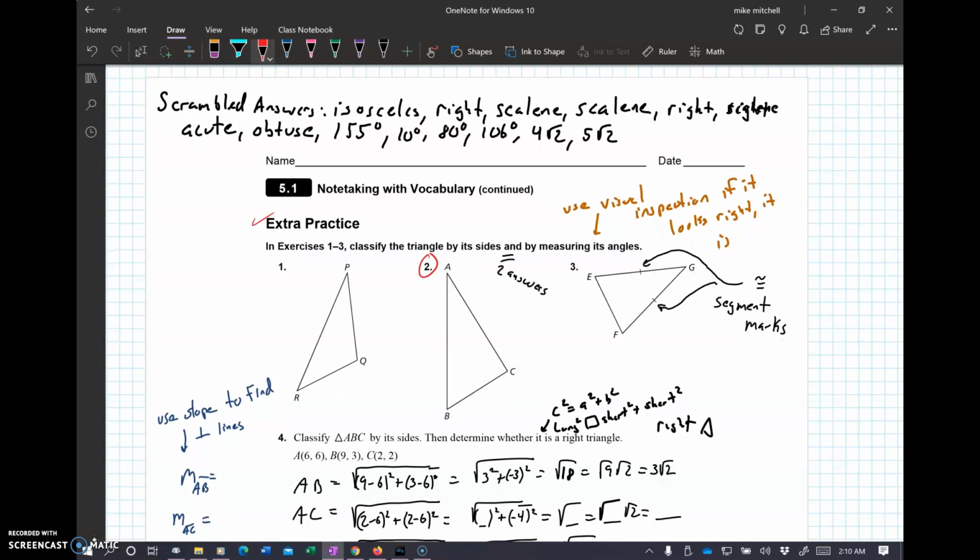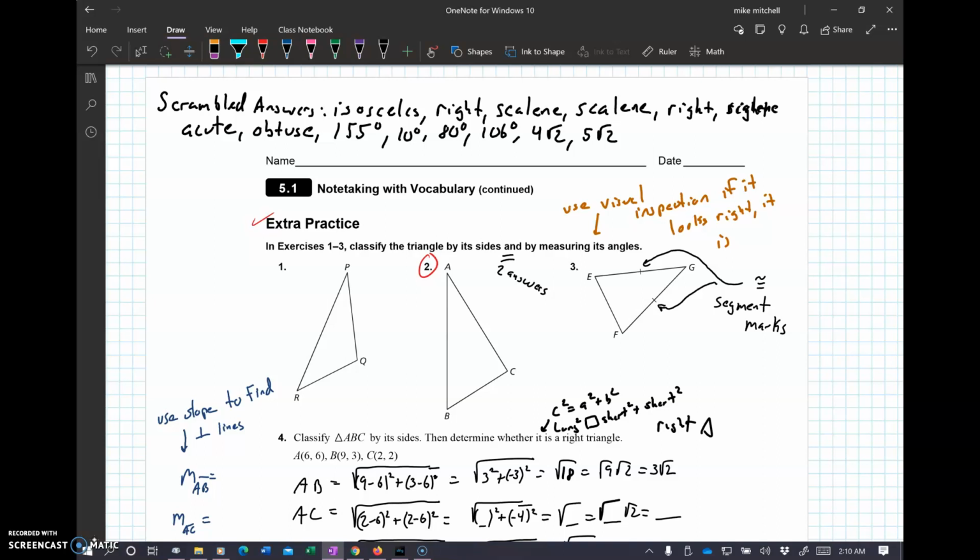Extra practice. In exercises 1 to 3, classify the triangle by its sides and by measuring its angles. Well, most of you don't have a protractor to measure the angles. We're going to do visual ones. Remember, acute, less than 90, above 0. Right equals 90. And obtuse is between 90 and 180.